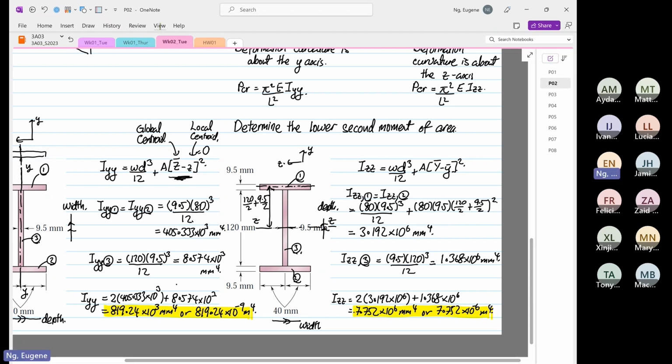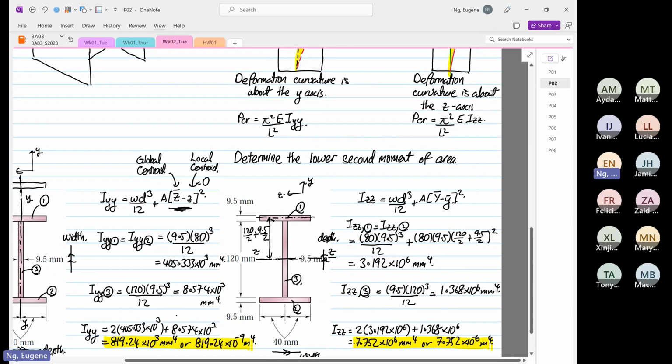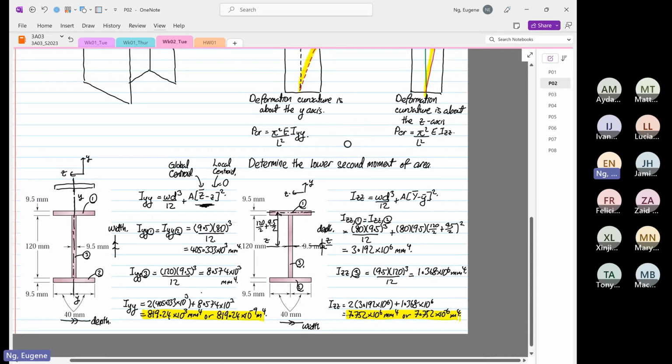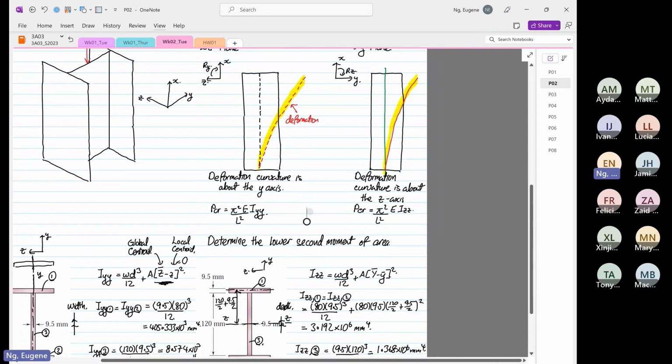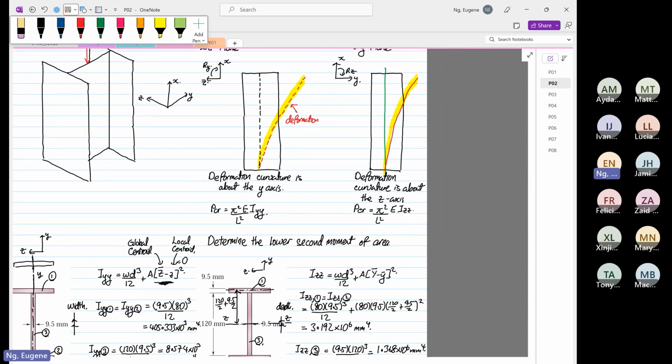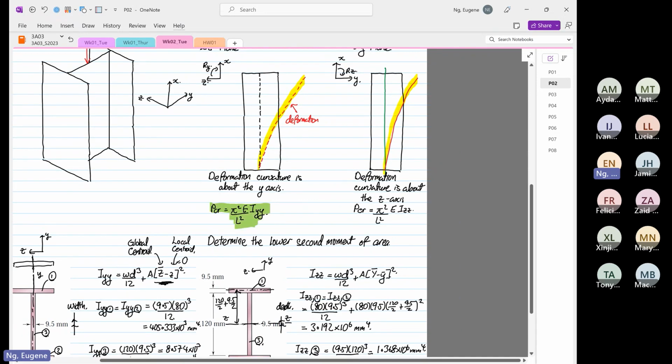So you have IYY, which is equal to 819.24 times 10 to the power minus 9, and you have IZZ, which is 7.752. Now we are coming back to this formula over here, where PCR is equal to pi squared E IYY. The other one is pi squared E multiplied by IZZ. So you can see from here, we have to pick the lower value to calculate the factor of safety.